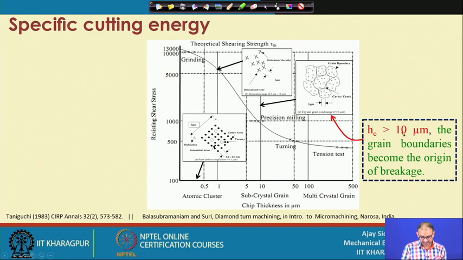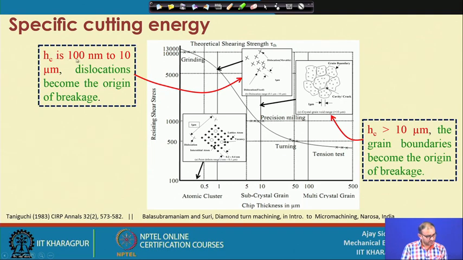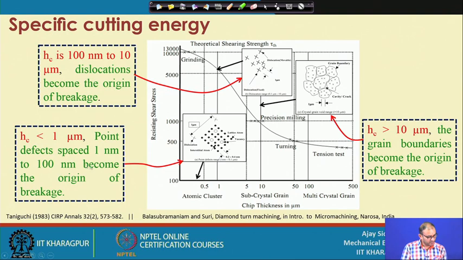Correct. So, now when you are talking about more than 10 micron, the grain boundary becomes the origin of the breakage. This is the way it should propagate during the material removal. When you are talking about 100 nanometers to 10 micron, the dislocation becomes the origin, because here it was the boundary, now it is the dislocation. If you go further down, then point defects, the vacancies and interstitial atoms, become the origin of the breakage.